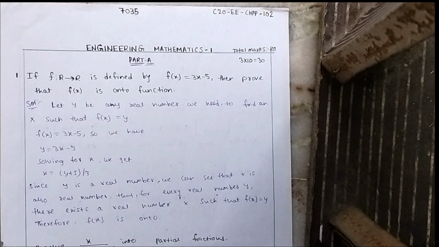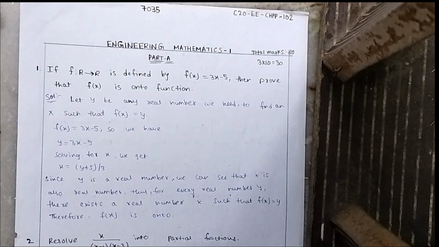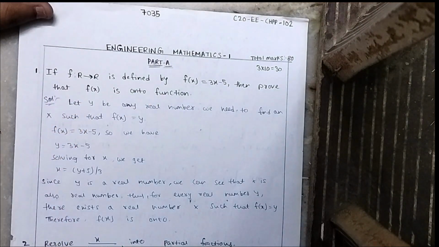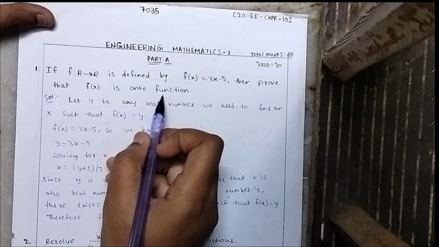So today we are going to solve this paper. The first question is: if f from R to R is defined by f(x) = 3x - 5, then prove that f(x) is an onto function.